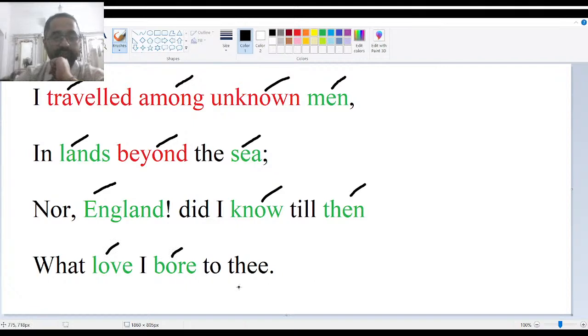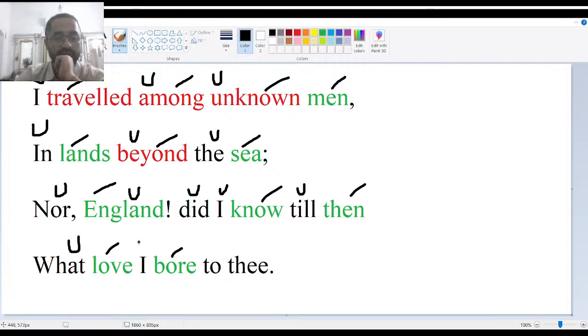to thee. So let's put the unstressed symbol. Unknown men in lands beyond the sea. The is always unstressed. Nor England did I know till then what love I bore to thee.